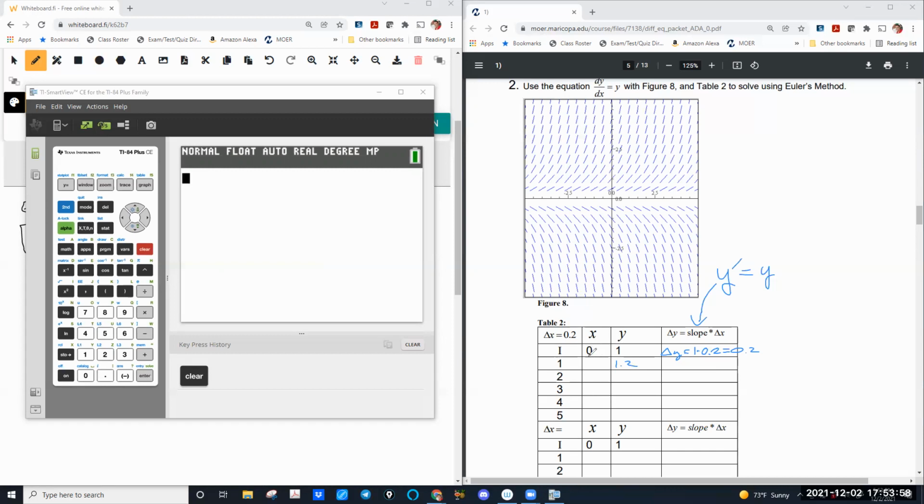Now, like I said, we can fill in the x column right away. Delta x is 0.2, so it's going to go 0, 0.2, 0.4, 0.6, 0.8, and then finally 1. Remember, we wanted to estimate y of 1. So we're looking to get our solution when we fill in this box right here.